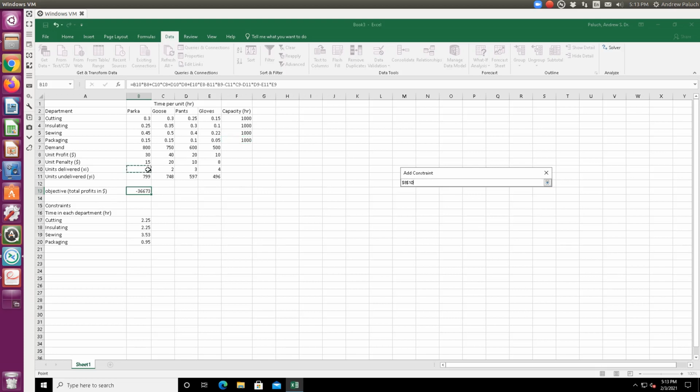the number of units of product 1 needs to be less than or equal to the demand for product 1. The number of units of product 2 needs to be less than or equal to the demand for product 2. The number of units of product 3 needs to be less than or equal to the demand for product 3. And the number of units of product 4 needs to be less than or equal to the demand for product 4.